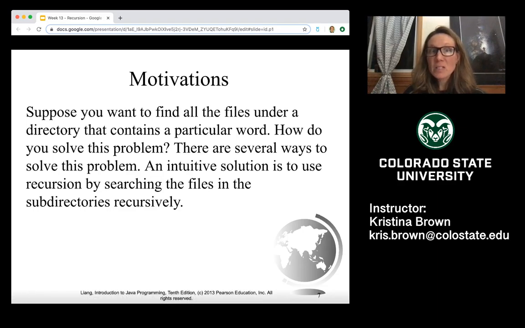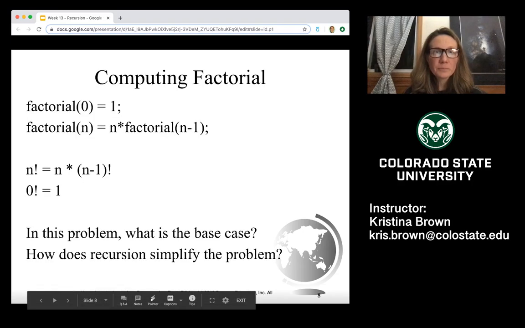Recursion is really great for solving some problems, okay? It's not great for solving all problems. It is great for solving some problems. And one of those problems is maybe you want to find a file under a directory that contains a particular word. And how would you solve that problem? Well, there's a lot of different ways to solve that problem. But recursion is actually an intuitive way to solve that problem, because it searches the files in the subdirectories recursively. So it goes through it and it looks for that particular word under each of those subdirectories, simplifying the problem into smaller problems as it goes.